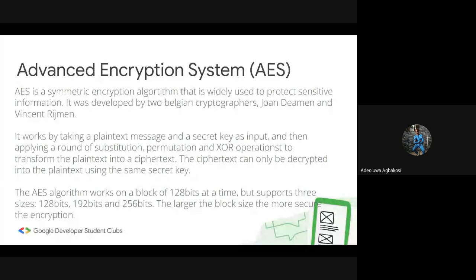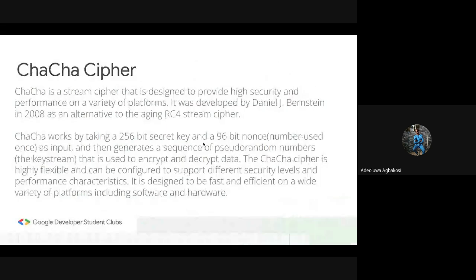Now, let's move on to stream ciphers. Now, let's look at the ChaCha cipher. Now, the ChaCha cipher is a stream cipher that is designed to provide high security and performance on a variety of platforms. Now, it was developed by Daniel J. Bernstein in 2008 to replace the RC4 stream cipher.